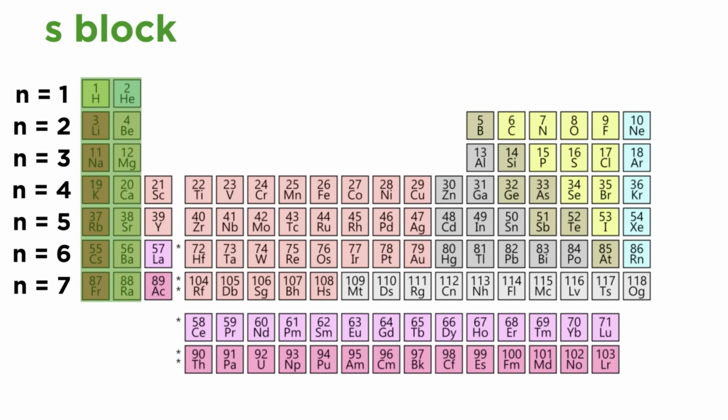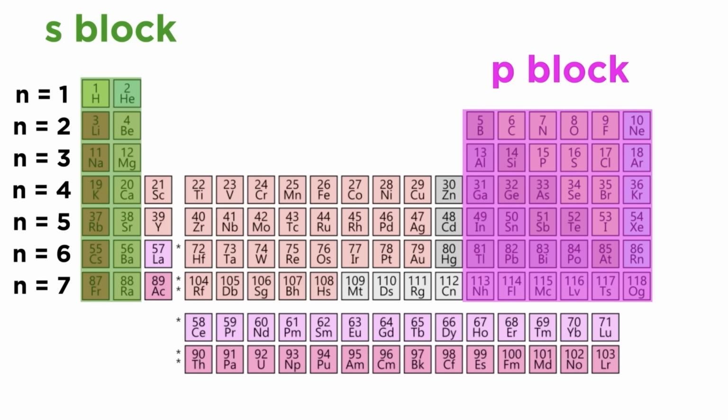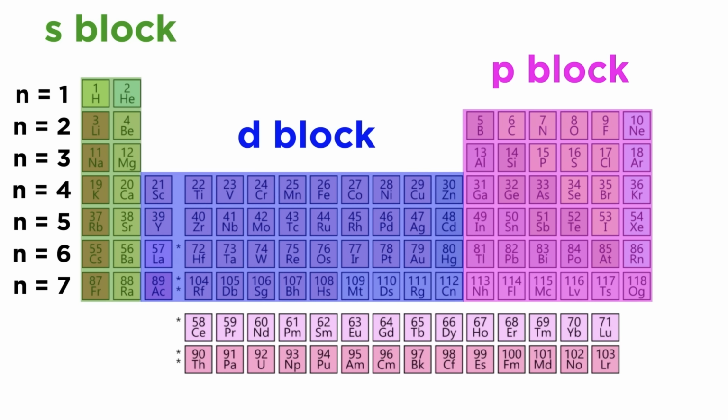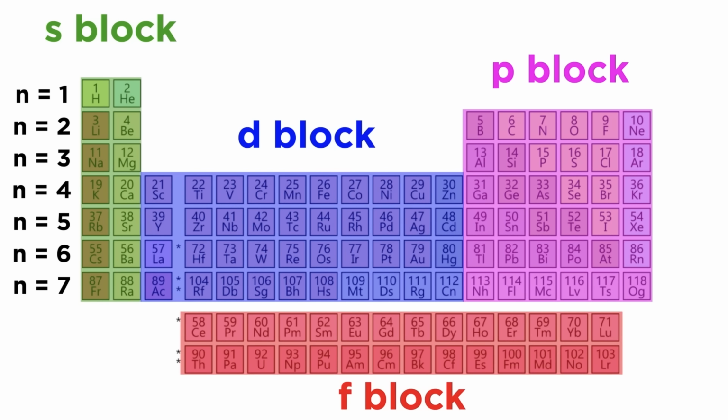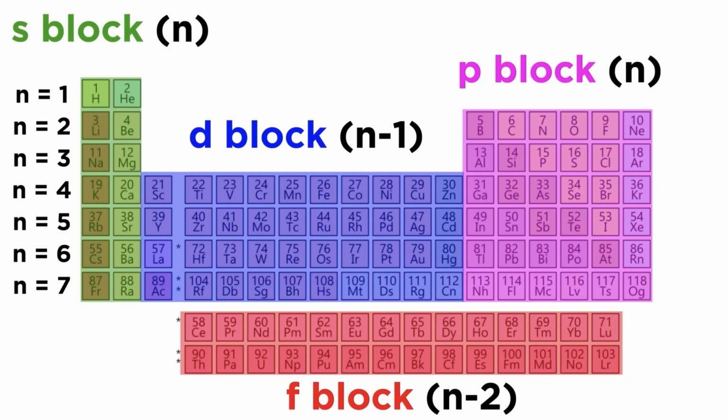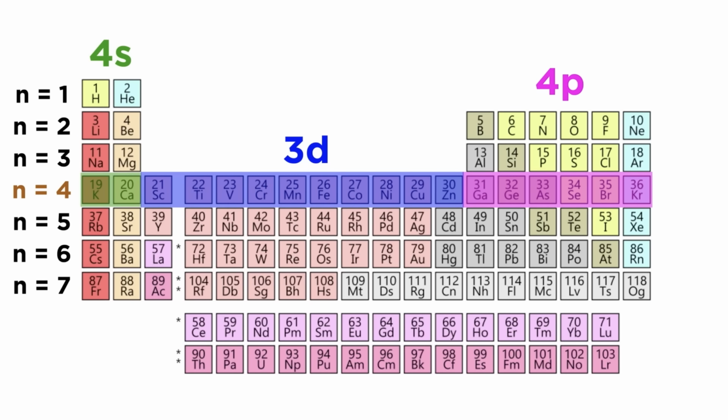Then we must know that this section containing groups 1 and 2 is called the s block. This section is the p block. The transition metals are the d block. And the lanthanides and actinides are the f block, though we won't be too concerned with f orbitals here. The only trick is that the d block is always one behind the period number in terms of principal quantum number. For example, we can see that in the fourth period, it's actually the 3d orbitals that follow the 4s.